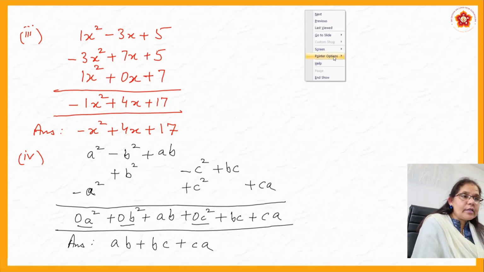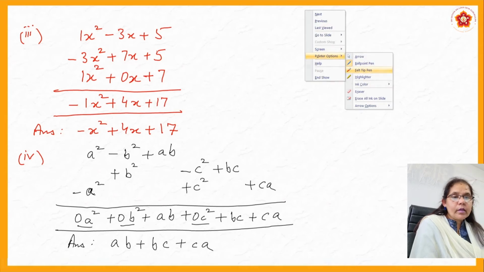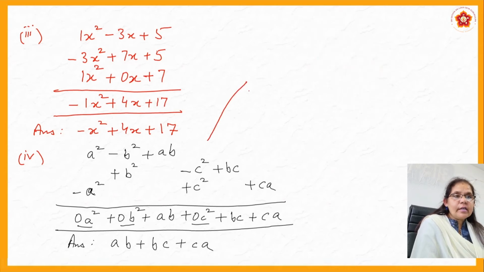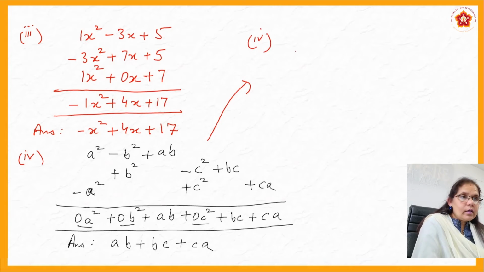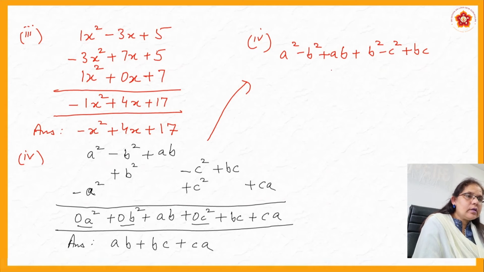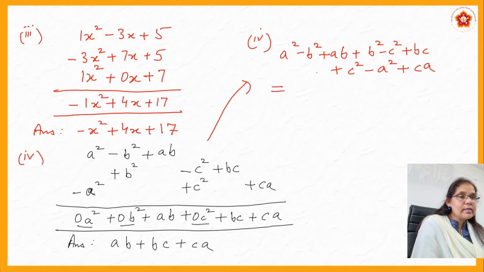The same question can be done without writing in columns. So how do I do it? A square minus B square plus AB. We have to add B square minus C square plus BC. And we have to add C square minus A square plus CA to it. You can directly also do it.